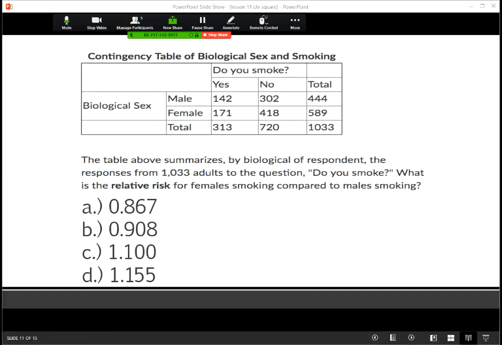So let's do some review questions. It's usually more helpful, I think, in this chapter to do reviews than to just review the topics. So let's try this one. The table above summarizes, by biological sex of the respondent, the responses from 1,033 adults to this question: do you smoke? What is the relative risk for female smoking compared to male smoking? So go ahead, try calculating this, and then we will go over it together.